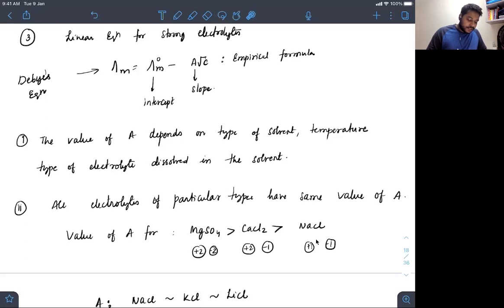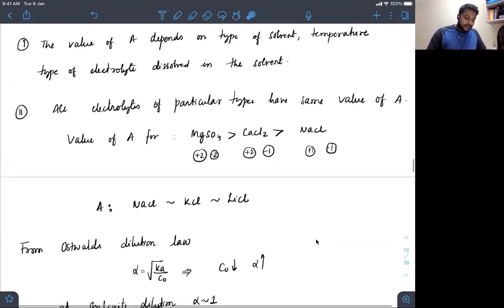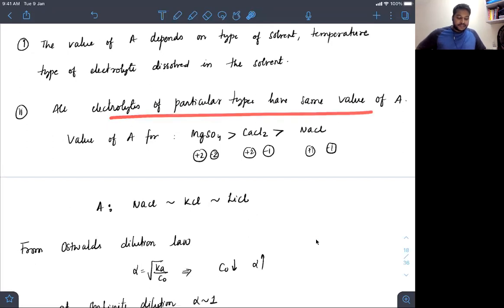Now, students, this value of A, which is a constant, depends upon the nature of the solvent and the temperature at which the electrolyte is dissolved. So if you change the temperature and if you change the nature of the solvent, which means if you take some other solvent, the A value will change. Now, particularly when all electrolytes are of the same type, they have the same value of A, correct?